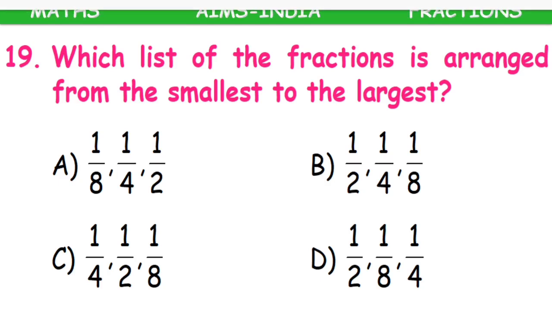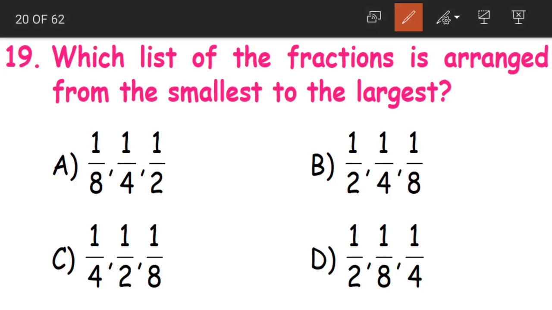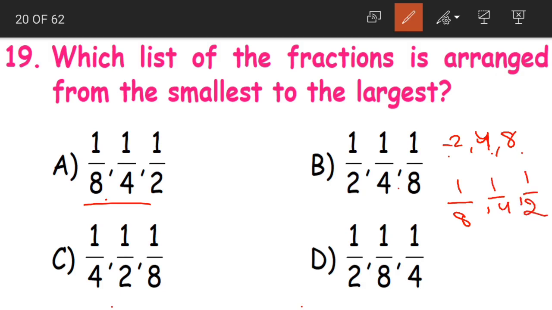Yes? Next, which list of the fractions here is arranged from the smallest to the largest? Just what did I say? See, in fractions, what are the numbers that we have here? 2, 4 and 8. In normal numbers, 2, 4 and 8 is the arrangement of the numbers from smallest to largest. What happens in fractions? The reverse. First 1 by 8 becomes the smallest, then 1 by 4, then 1 by 2, children. Okay, apply the opposite rule.